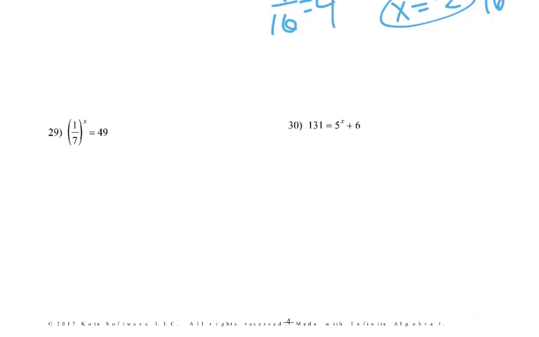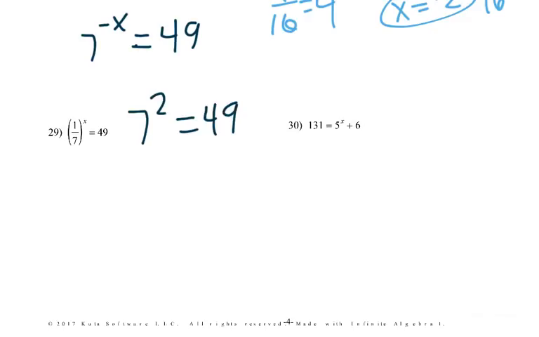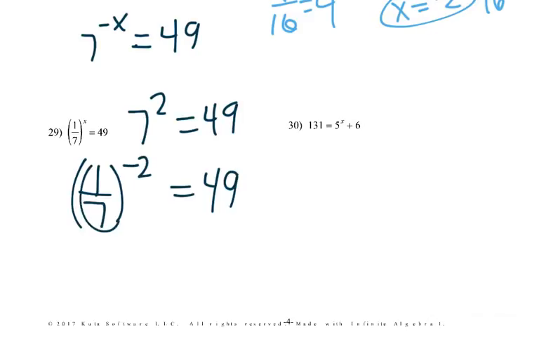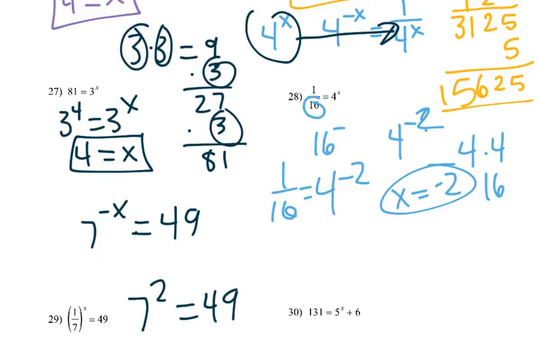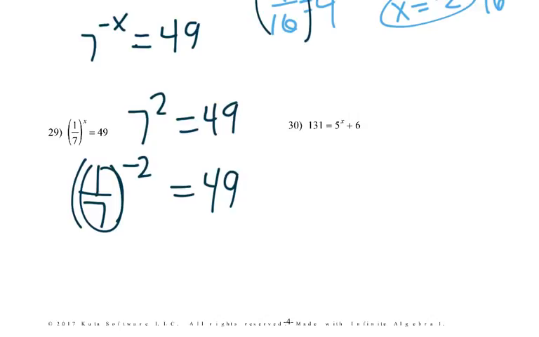Okay, 29, same idea. (1/7) to the x, that's like 7 to the negative x. So, to get 7 to be 49, that would be 7 squared, right? Would equal 49. So 1/7 would have to be a negative square to undo the fraction. So if it's not a fraction, that turns it to a fraction. If it's already a fraction, it turns it to not a fraction. It's kind of a weird rule. But basically, x has to equal negative 2 here.